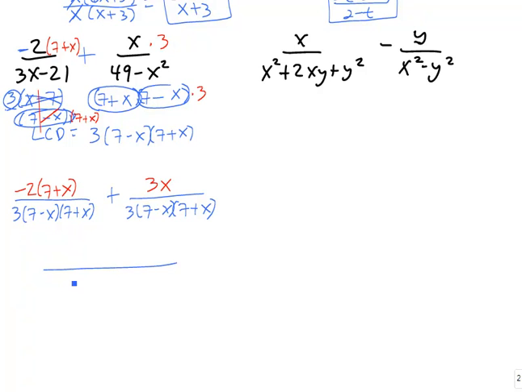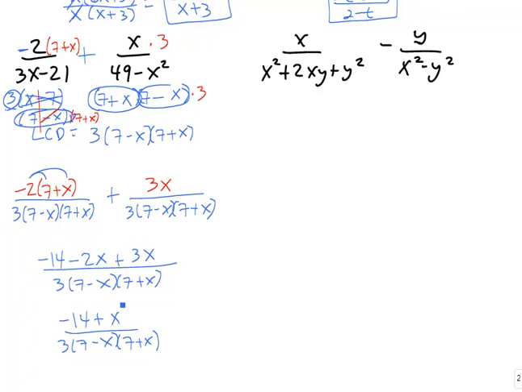Let's consolidate them into a single fraction with one denominator. And then we're going to go ahead and distribute our negative 2 across. So we'll get negative 14 minus 2x plus our 3x. Negative 2x plus 3x is positive 1x, and that doesn't factor any further, so our final solution looks like this.